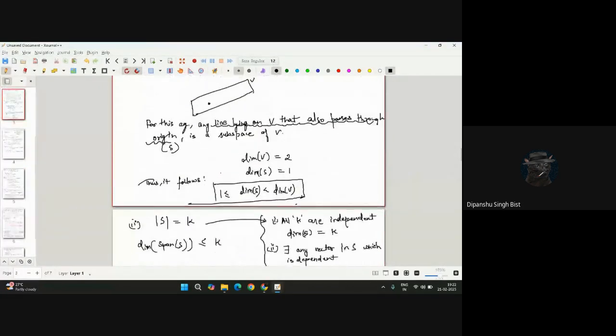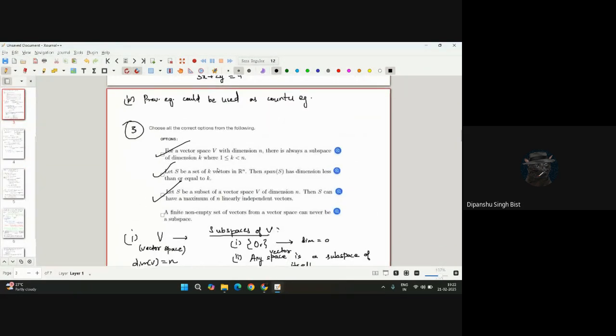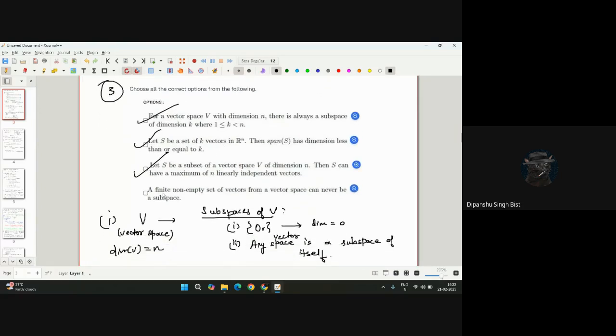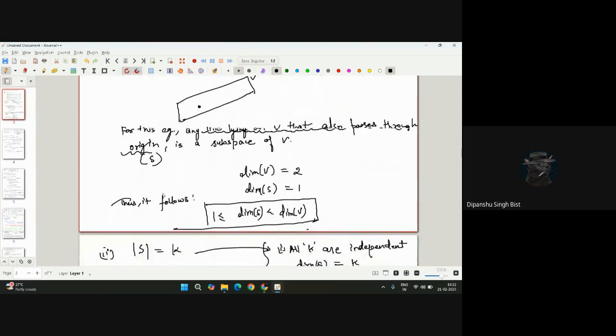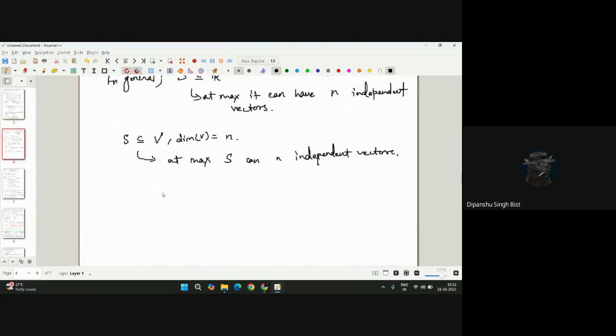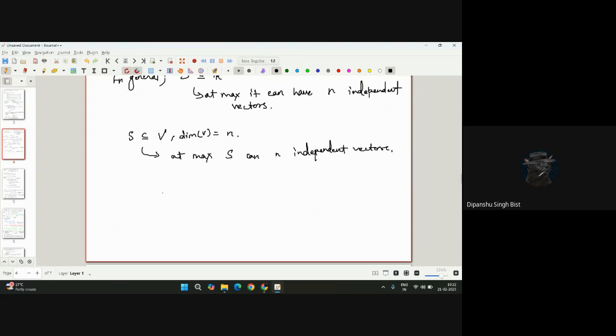Any doubts here? Moving back to our original question, the fourth option says a finite non-empty set of vectors from a vector space can never be a subspace. So it says a finite set cannot be a subspace. We have seen a line can be a subspace of a plane, but a line has infinitely many vectors. Same goes with a plane. A plane also has infinitely many vectors.